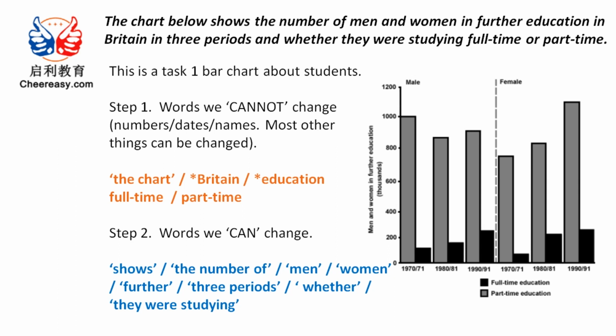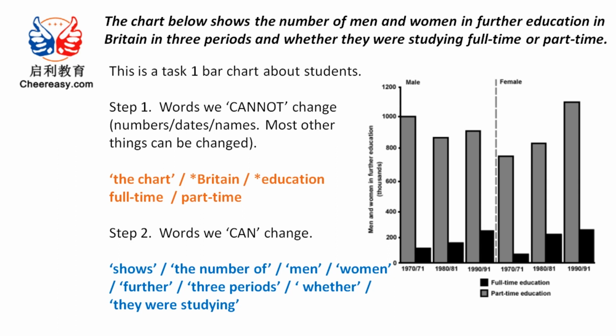So step 1, we look at the words we can't change. Usually numbers, dates and specific names cannot be changed, but most other things can be changed. The examples I've given you here are the chart. Because it's a chart, you don't need to change that. Britain could be changed, but don't worry too much about it. It could be called Great Britain, or possibly even the UK, even though they're slightly different.